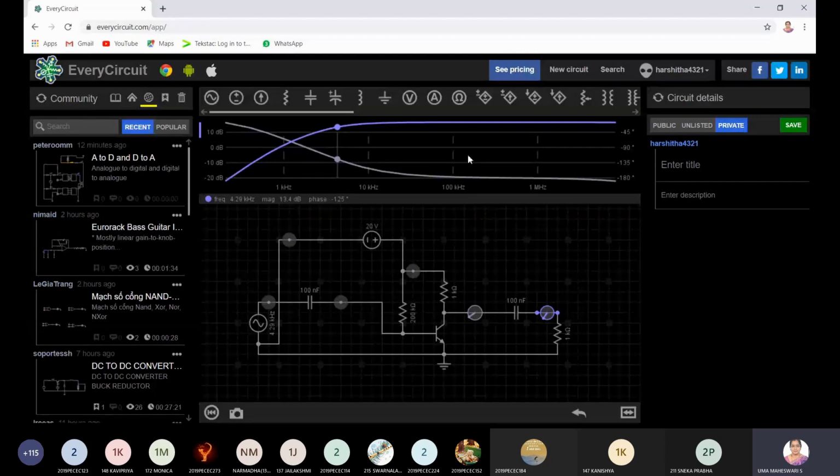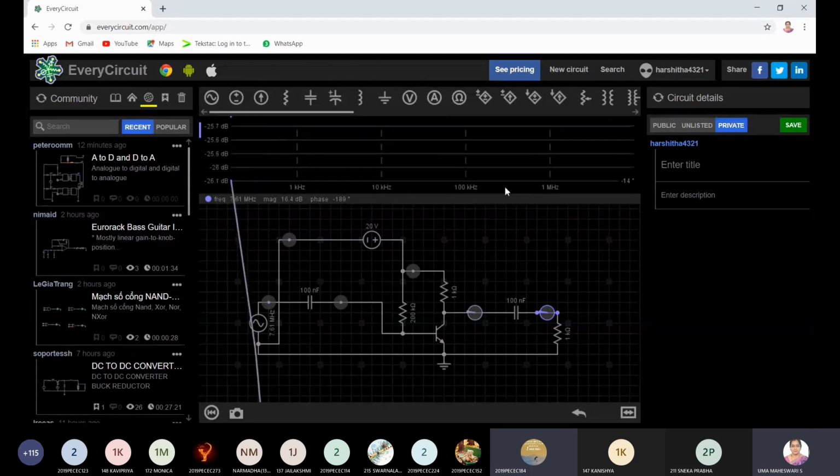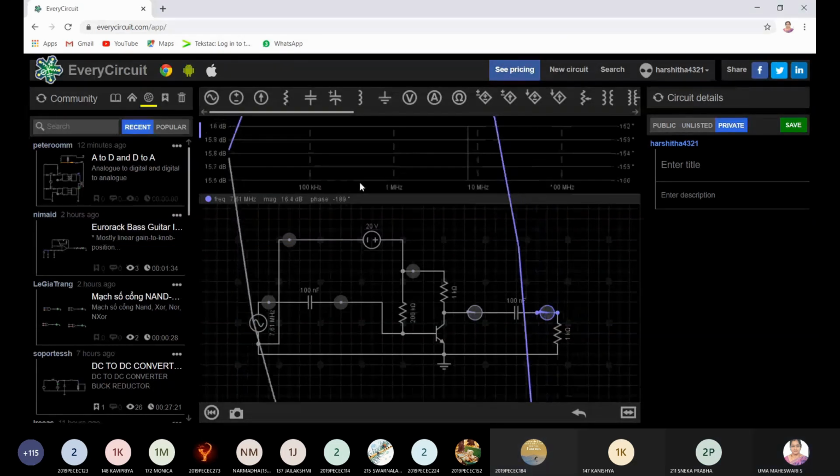This cursor I should move towards the right hand side until once again I get the 13.4. So here what happened is, if I move here, I'm getting only 16.4. What is the reason? I have moved to the right hand side, but my gain is 16.4 only. Why? Mid frequency region. The gain is constant in the midband. So what you should do is, you have to change your frequency now.